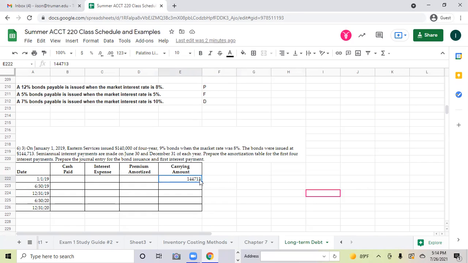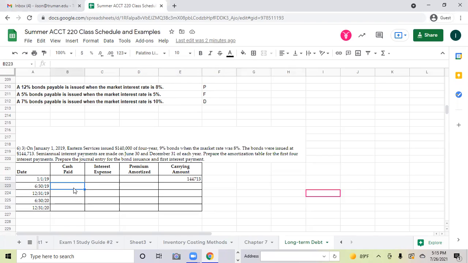And that helps us understand why we even need this amortization table. Our carrying amount is based on this. In one of the videos, I show you how to calculate that, using the present value function, or actually using the tables too. So make sure you know how to do that also. But let's just focus on this one for now.